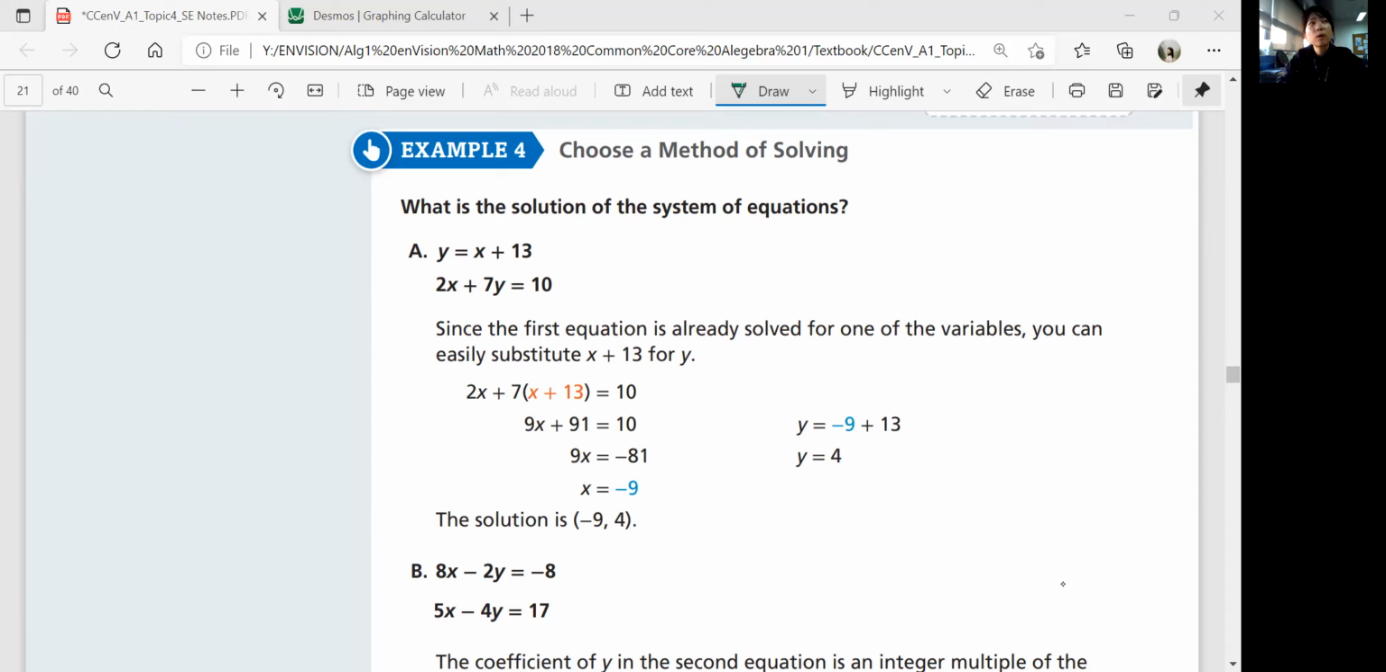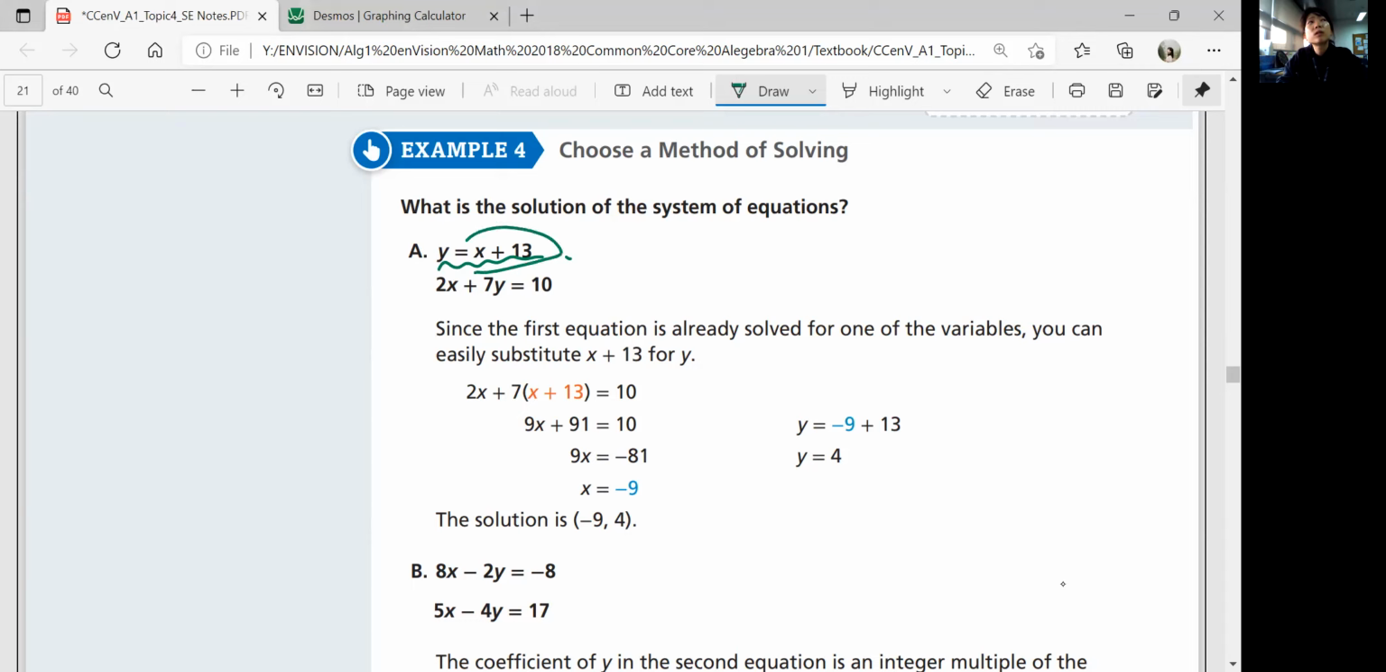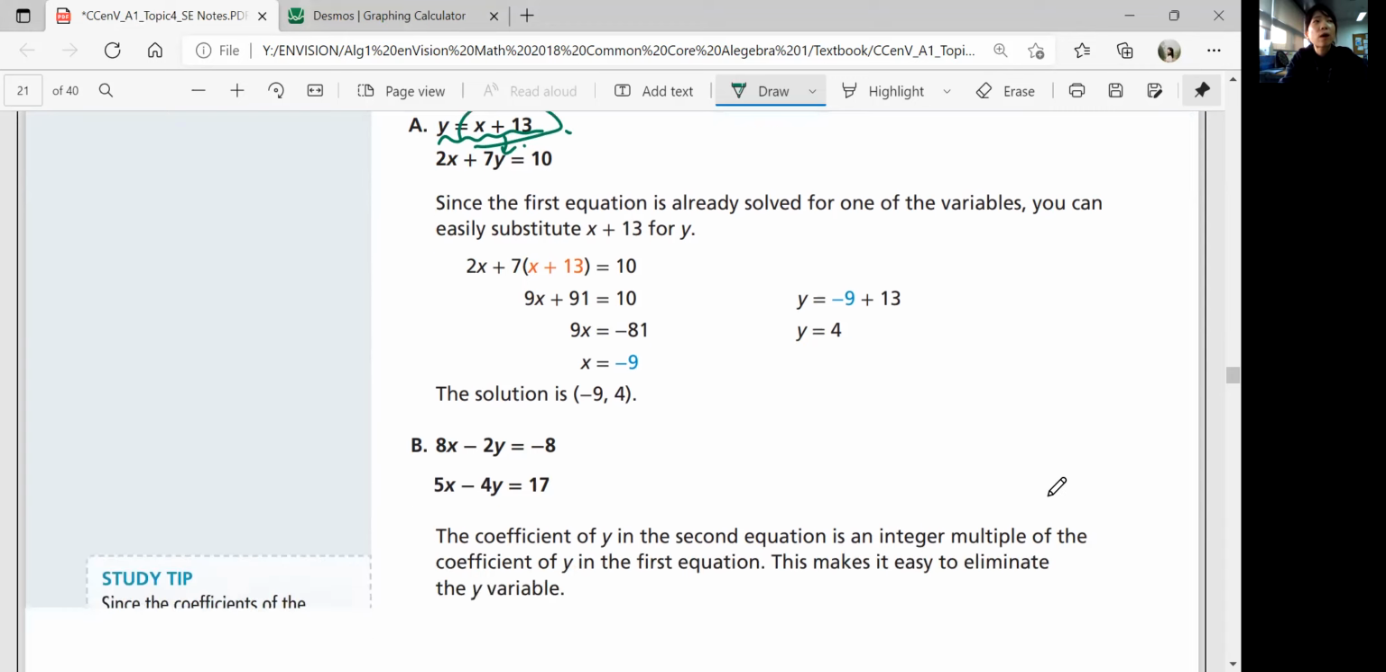So you have to look at the situation. Look at part A. Which one would be the easier way? Y is already solved. That means you can substitute this easily into your second equation. So in this case, you're going to use substitution. Okay, solution is -9, 4.